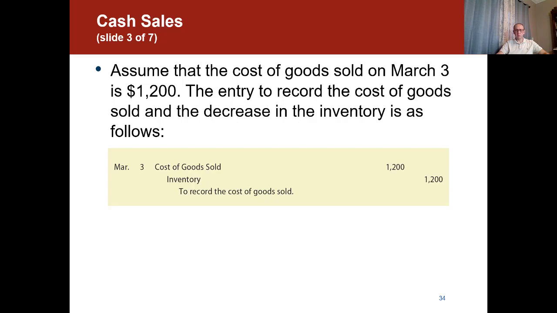So again, I want to stress this. When we are recording a sales transaction, whether it's cash sales or credit sales, because I'm going to repeat that again when we go over credit sales, even if it's cash sales, we have to record two journal entries. One for the sales, and that's based on the selling price. In our example here, it was the $1,800. And then the second journal entry is for the cost of goods sold, and that's based on the cost of the items that we sold. And in this case, it's $1,200.